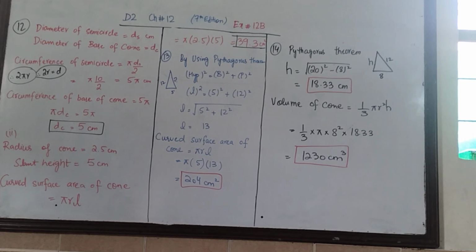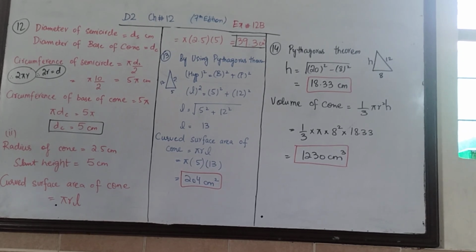Okay, next you have to find the volume of the cone, and the formula for the volume of the cone is 1/3 pi r square h. You know the value of r, and you know the value of h. H you have found, and r you are already given. Put the values in the formula and you will get the answer for the volume of the cone. Here we are done with question number 14.